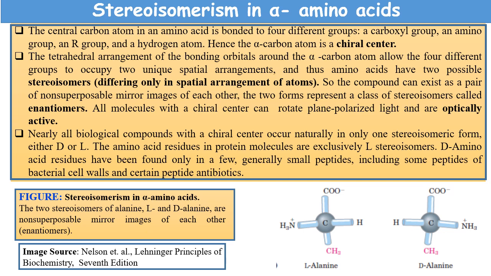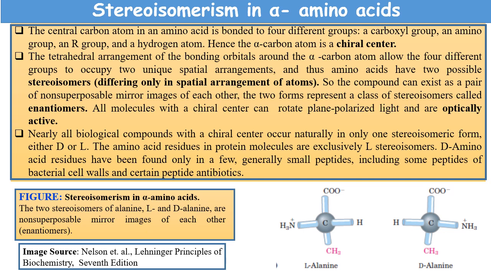Now what are stereoisomers? They are compounds that differ only in the spatial arrangement of atoms. So here in amino acids we see there is stereoisomerism. The compound can exist as a pair of non-superimposable mirror images of each other. The 2 forms represent a class of stereoisomers and they are known as enantiomers. All molecules with a chiral center can rotate plane polarized light and are optically active.